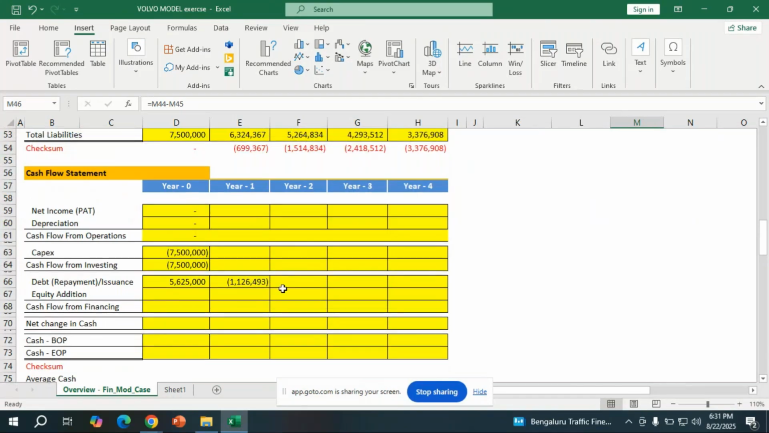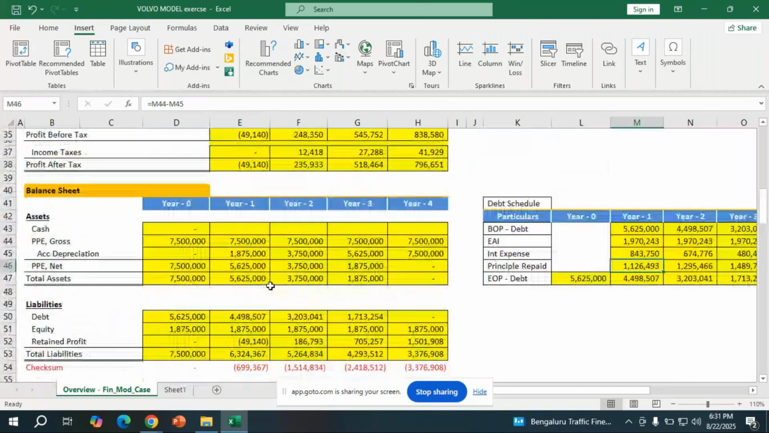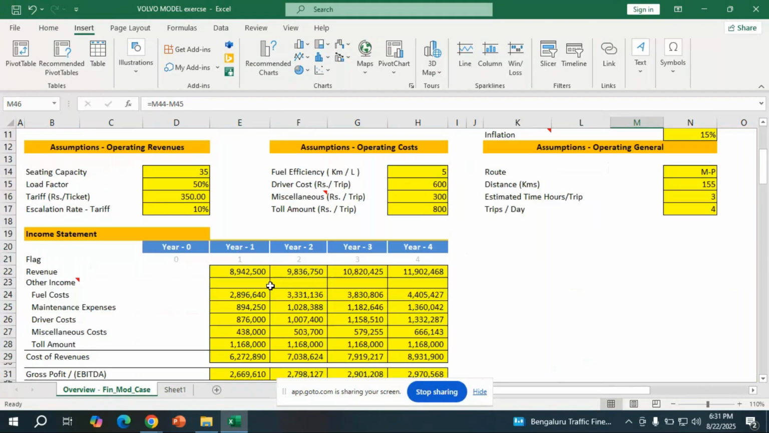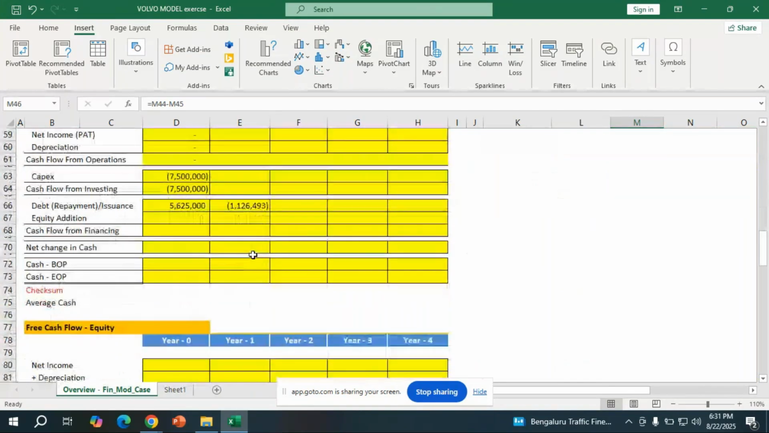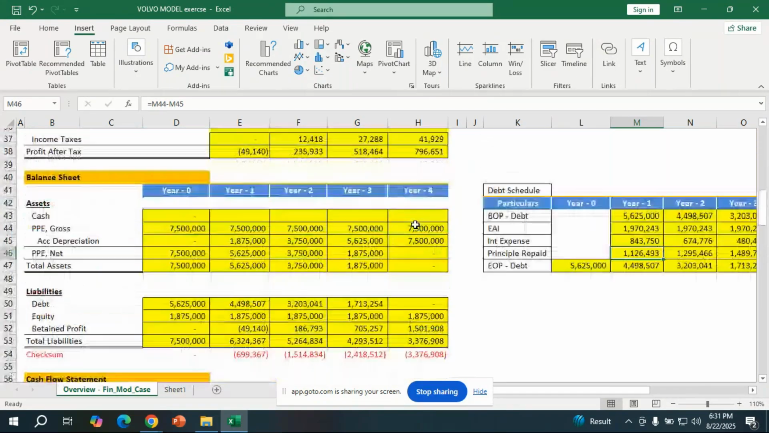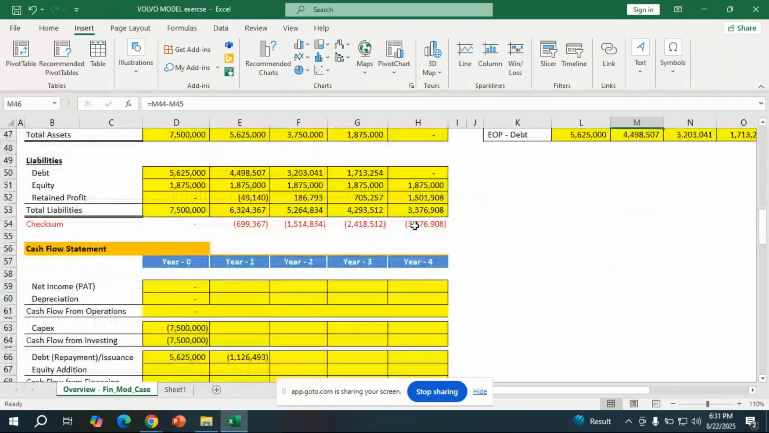Exactly. Debt repayment happens from year 1, because in year 0 we are not repaying debt; rather, we are obtaining debt. That's why it will not appear as a minus sign for you here. You're obtaining debt in year 0, but start to repay from year 1, then year 2, then year 3, and then year 4. Okay, like this we are going to have.